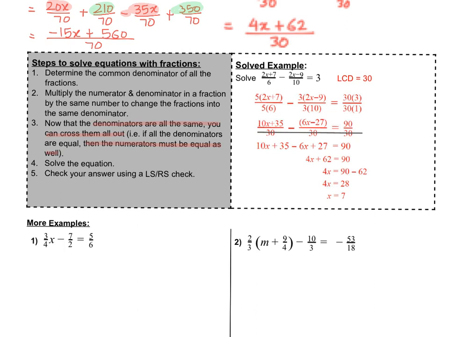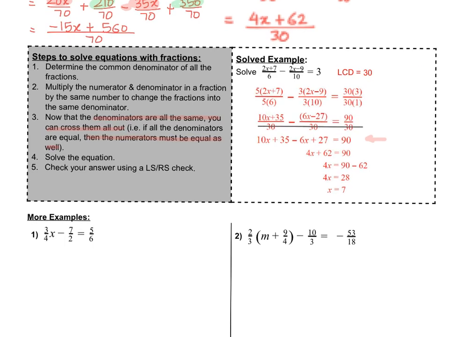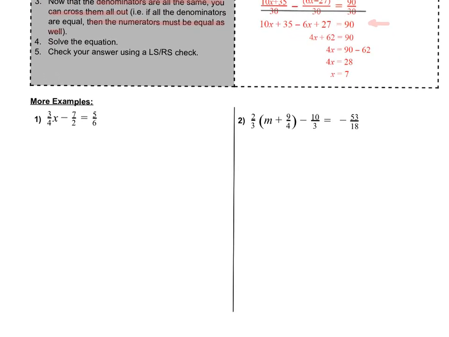So we can just simply get rid of the denominators. And now once you get rid of the denominators, as you see here, the equation doesn't have any fractions. Now it's a simple equation, and you can just simply solve that equation. Now let's look at two examples here. In the first example, we have 3 over 4x minus 7 over 2 equals 5 over 6. Now here, what will be our LCD?